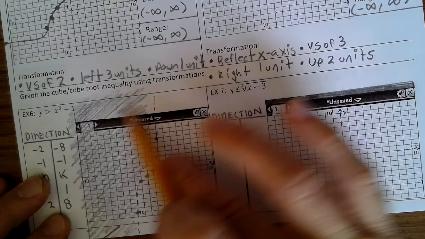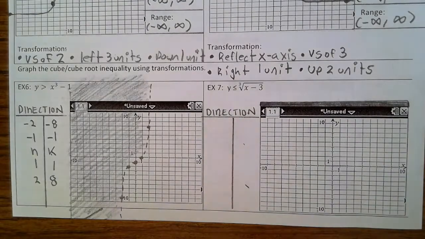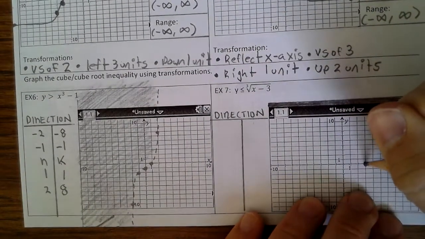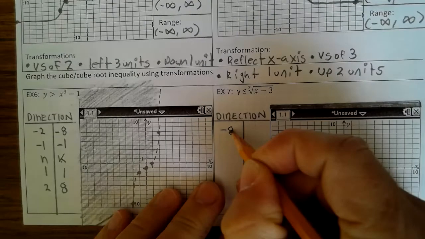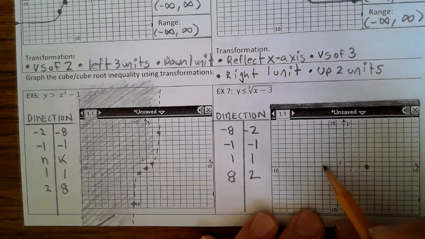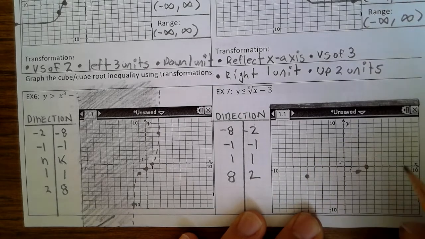All right. Now, example 7. Okay. Move the vertex that means right 1, 2, 3. And then directions we know for cube root are negative 8, negative 2, negative 1, negative 1, 1, 1, 8, 2. So from here we go left 1, 2, 3, 4, 5, 6, 7, 8, down 2. Left 1, down 1. Right 1, up 1. Right 1, 2, 3, 4, 5, 6, 7, 8, up 2.